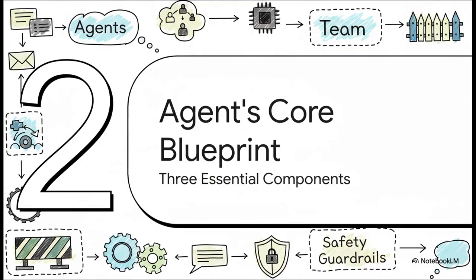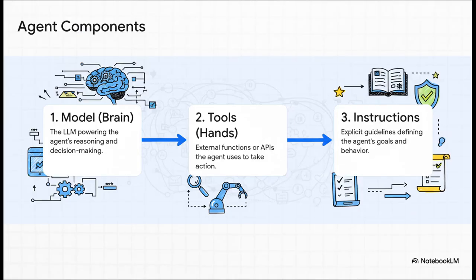All right, so how do these things actually work? What's under the hood? Well, it all boils down to three essential fundamental building blocks. The easiest way to think about it is like this. You've got the model, that's the brain. It's the LLM doing all the thinking. Then you have the tools, those are the hands. This is how the agent actually interacts with the world, whether it's by searching a database, sending an email, whatever. And finally, you have the instructions. That's the rulebook. It tells the agent what its goal is and how it's supposed to act. So just remember, brain, hands, and a rulebook.